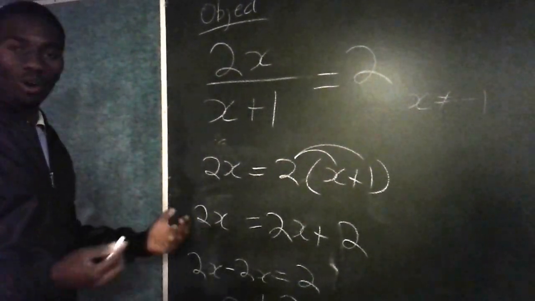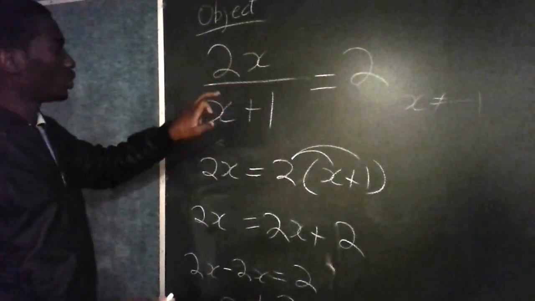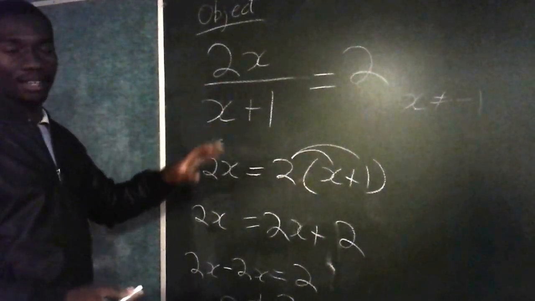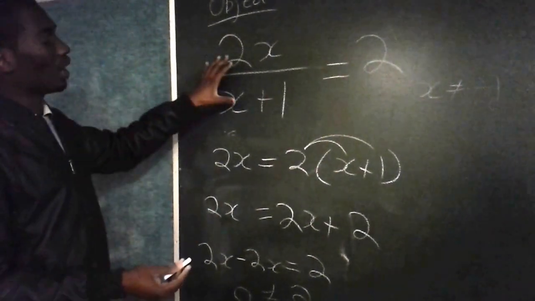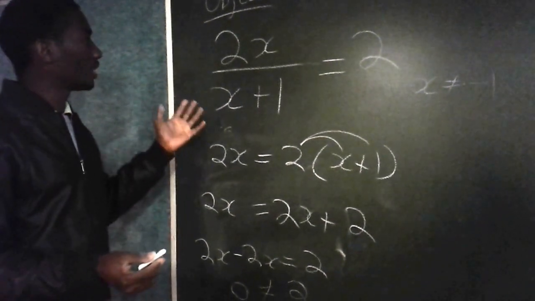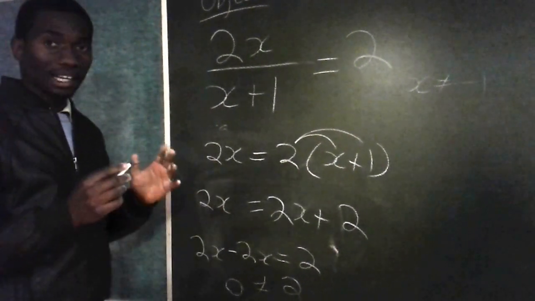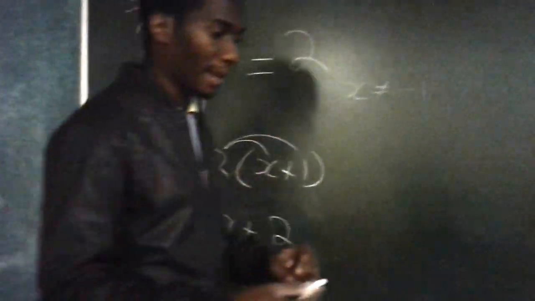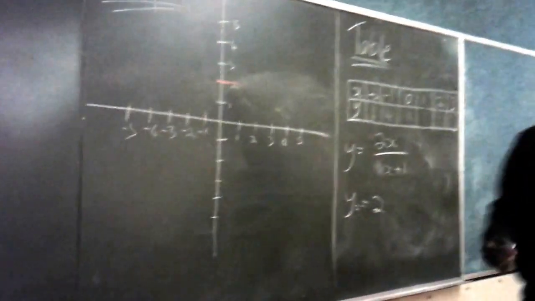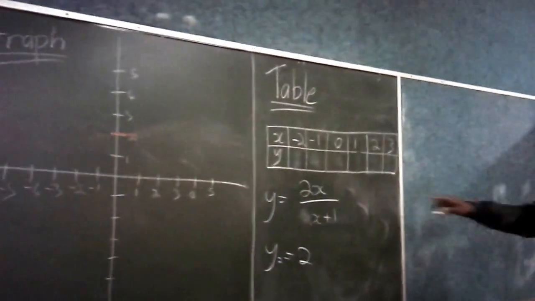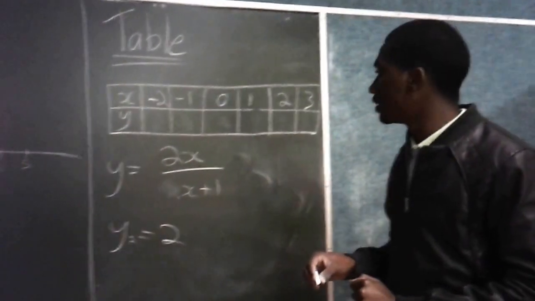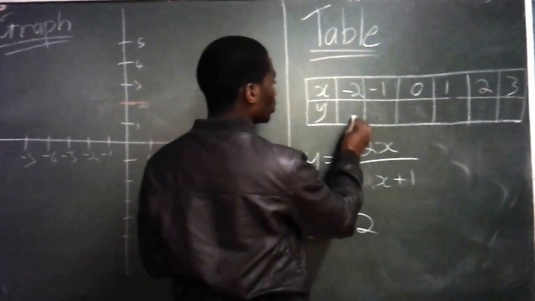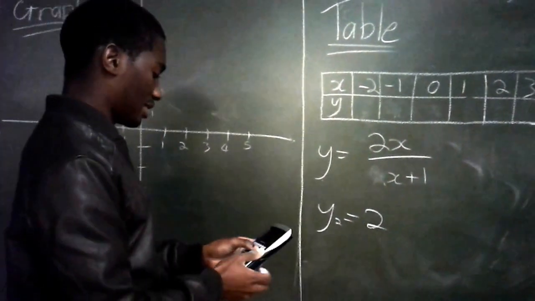Seeing that this method doesn't work, what should we do? What I usually do is opt to use a table, substitute different values for x, and see if we can get a function or a graph. One may think that this is going to look like a hyperbola, which I also think it might. But let us use the table to find out what it will look like. As you can see here, I got different x values from minus 2 to 3 as my domain. Now I just substitute different x values into this equation and see what answers I get.